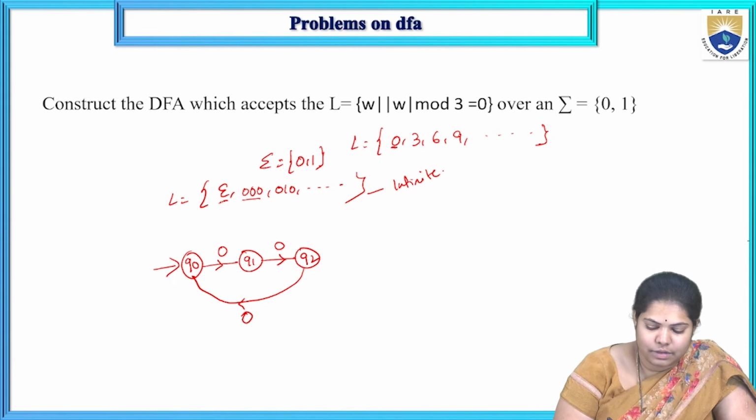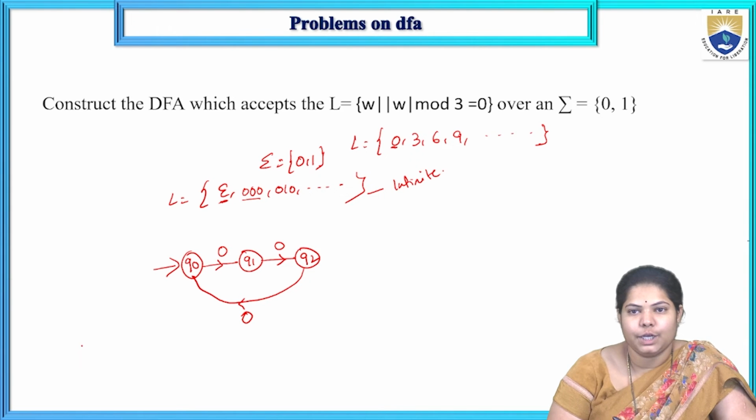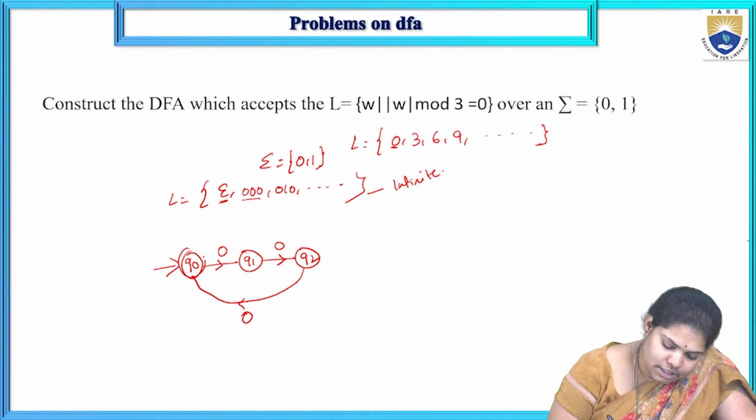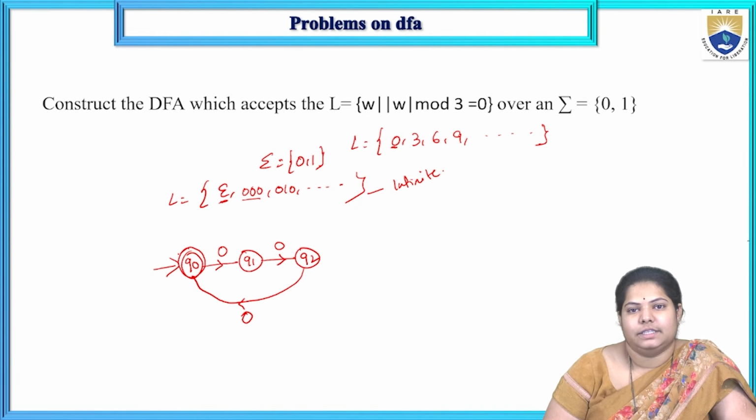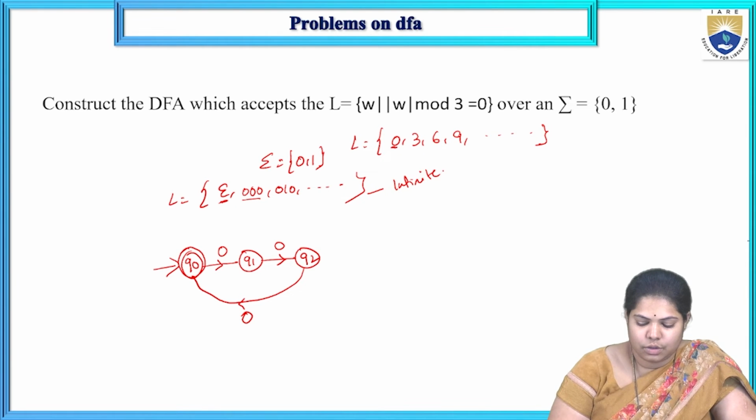As I have given in the language, I need to accept the epsilon. In order to accept the epsilon, I need to make the initial state a final state. So my 3 length string gets accepted here.